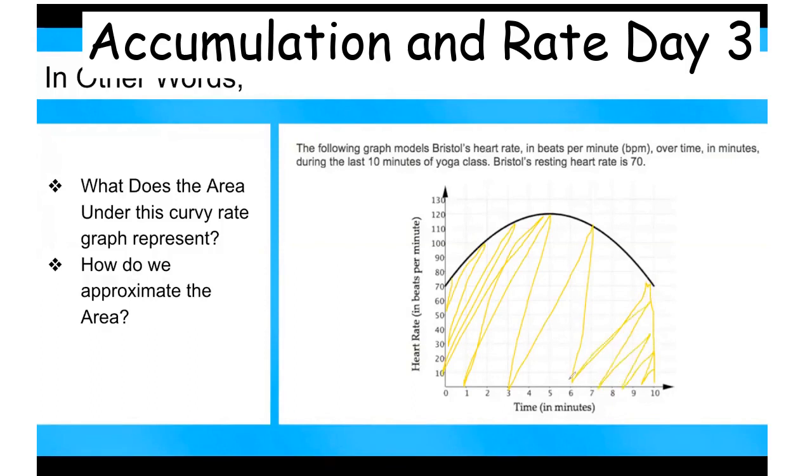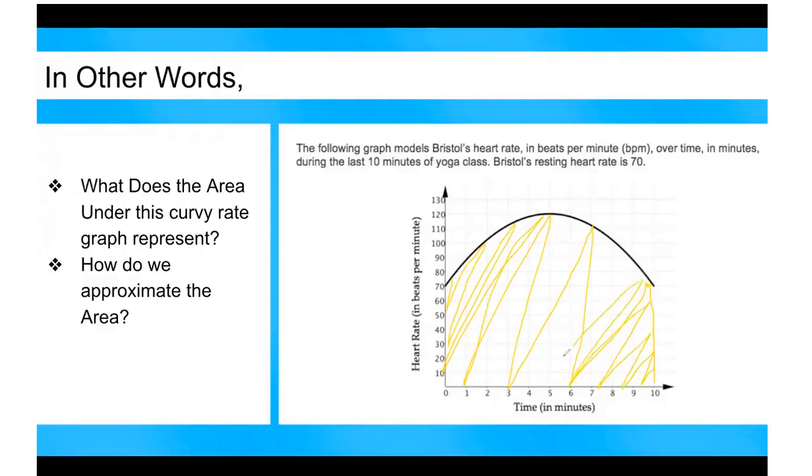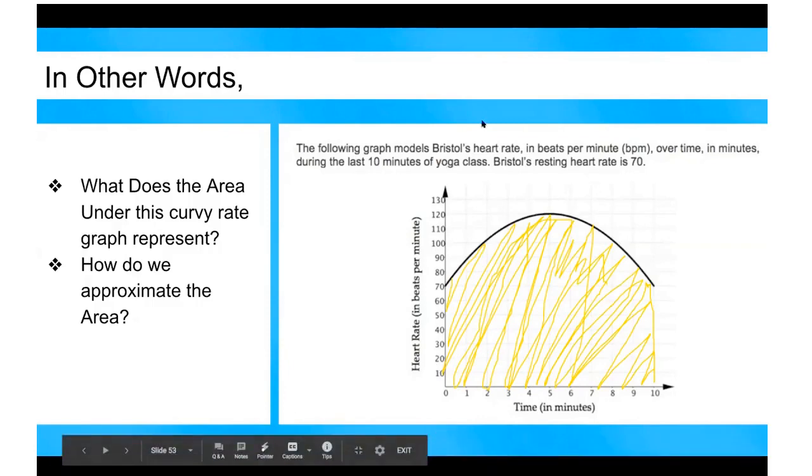So your goal in your groups is, first off, figure out what this yellow shaded area represents. That's the area under this curve. Figure out what in the world this represents in this context, because this is talking about Bristol in yoga class, and it's a graph representing her heart rate over minutes and time. And number two is how do we approximate the area? In your group, you're going to talk about what we can do to approximate this yellow part that you see in our graph.